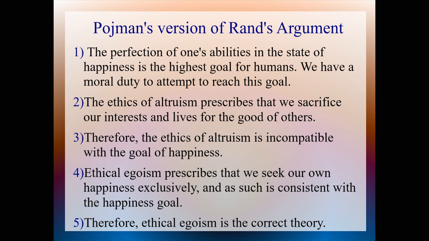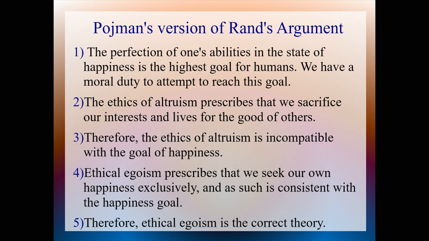Ethical egoism prescribes that we seek our own happiness exclusively and as such is consistent with the happiness goal. Therefore, ethical egoism is the correct theory. So, Pojman summarizes Rand's argument for us, and you can see that.